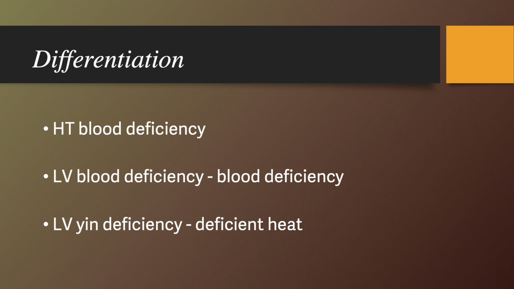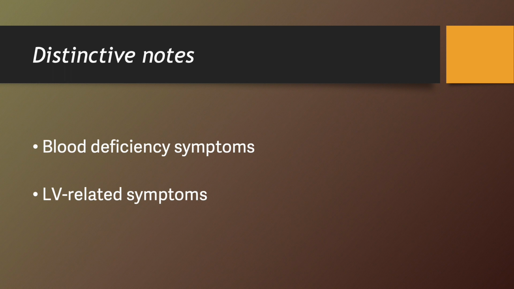This pattern should be distinguished from heart blood deficiency. Both patterns have blood deficiency symptoms. However, they can be identified by heart or liver related symptoms. Additionally, this pattern needs to be distinguished from liver yin deficiency. Liver blood deficiency is mainly marked by blood deficiency, while liver yin deficiency is mainly marked by deficient heat. The distinctive points of this pattern include blood deficiency symptoms and liver-related symptoms.